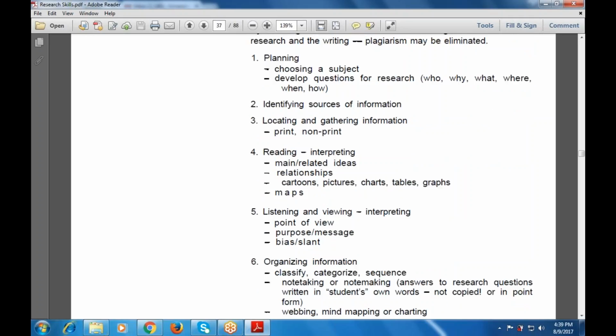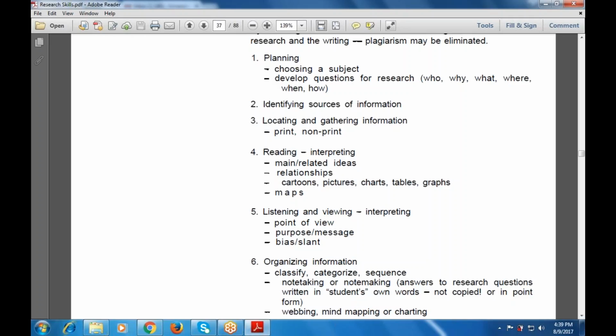Now listening and viewing, that is also interpreting: point of view, purpose of the message, what is the main purpose, what is the main message, then bias or the slant. That may be a slant, that may be a biased form. Then organizing information: how we can organize the information in a systematic form, how we can compile it, how we can categorize, how we can classify, how we can give the sequence.